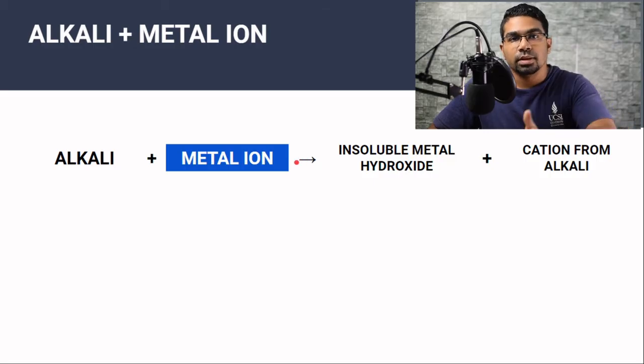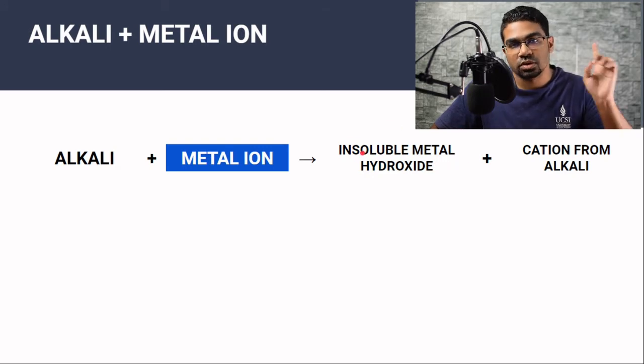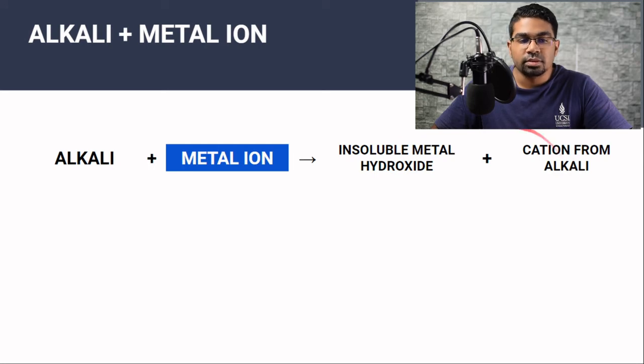Acids react with metal, but alkali react with metal ions, and these metal ions will form insoluble metal hydroxides after reacting with alkali. So this is not applicable to all metals, only the metal ions that will result in an insoluble metal hydroxide when it becomes the metal hydroxide. We will look at this further in the salt topic, and what will be left is the cation from the alkali. So basically the metal ion and the cation from the alkali switch places.